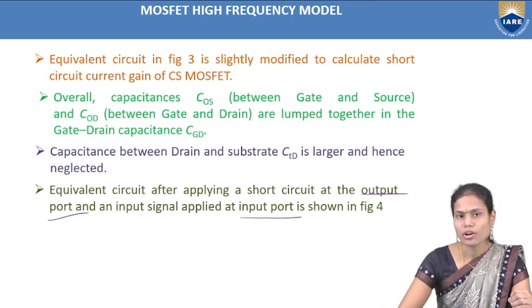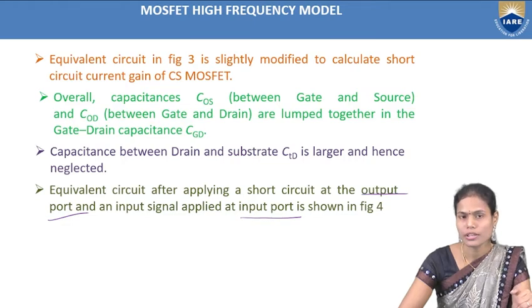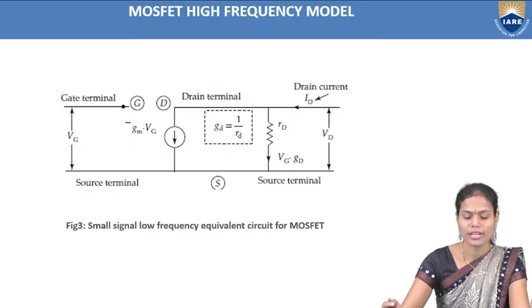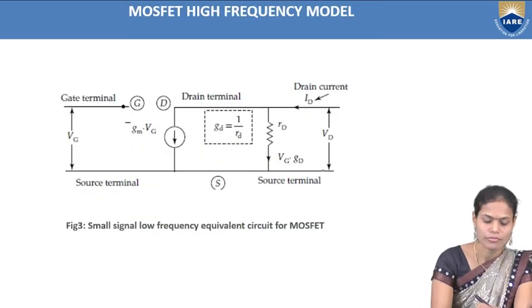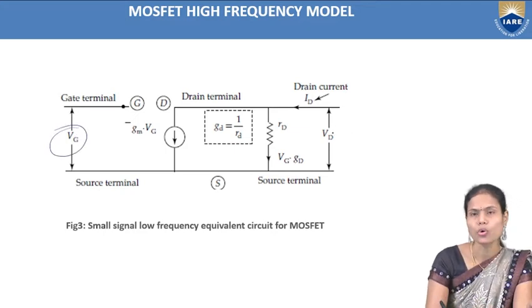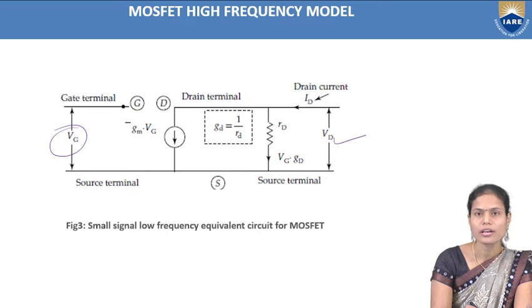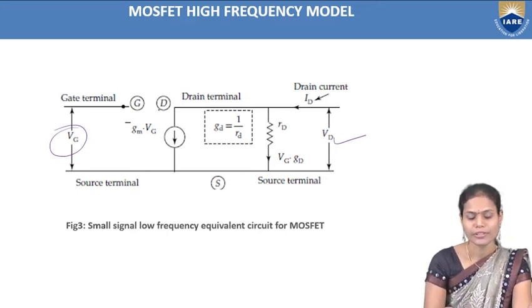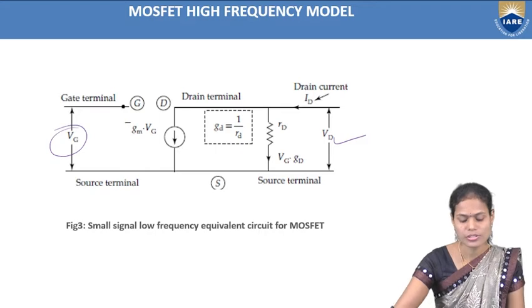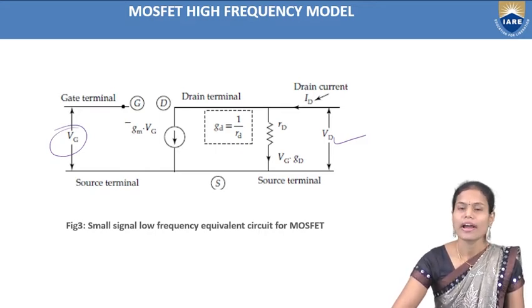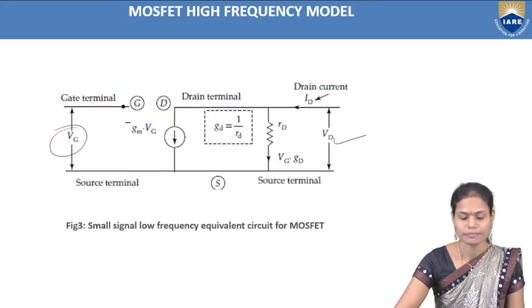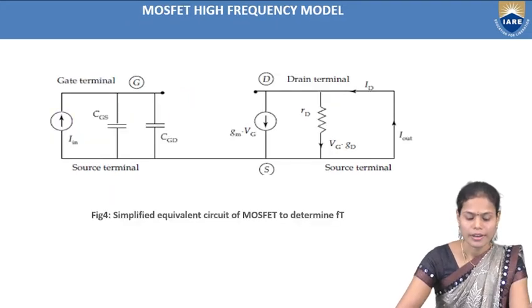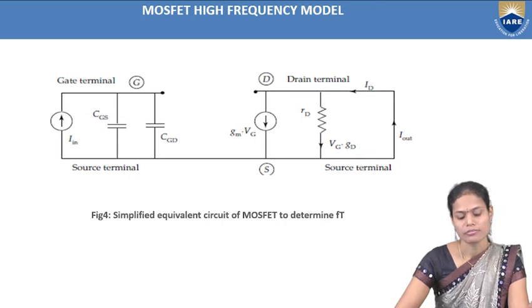So after modification of all these capacitances, applying the input signal and short circuiting the output terminals, we will get the equivalent circuit in this way. Here at VG we are applying the input voltage, the output terminals are shorted, and all the capacitors are included across the gate and drain terminals. So this is the high frequency equivalent circuit of the MOSFET. And this is the simplified version of the equivalent circuit of the MOSFET in order to determine the FT, that is the transition frequency.